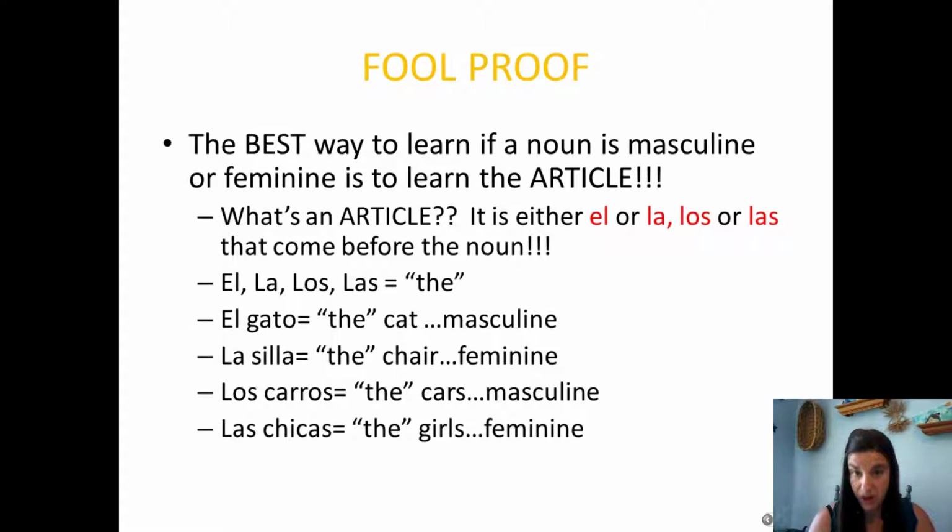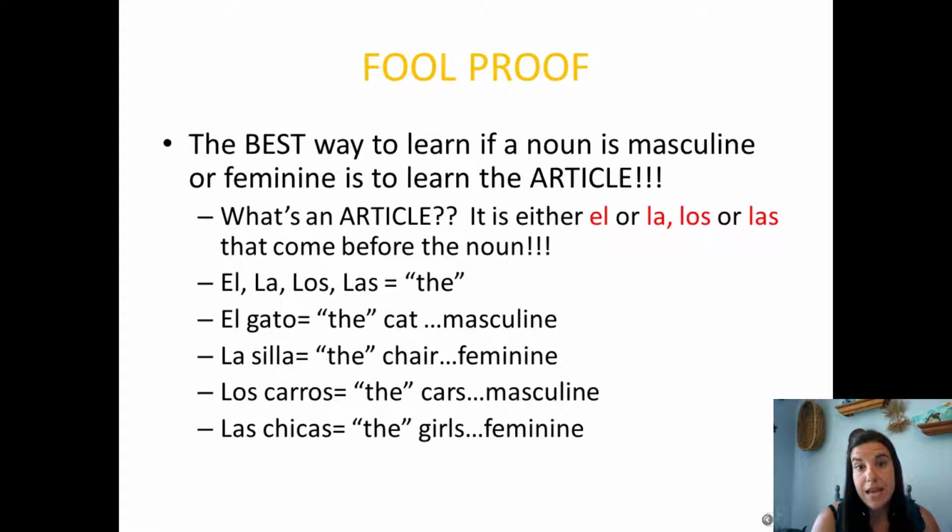So if you pay attention to the articles, remember the articles are el, la, los, and las, and all four of those mean the, then you'll be able to know, no exceptions, nothing funky to remember. You'll be able to tell if the noun is masculine or feminine. So, el is the masculine article. So if there is an el before the noun, like el gato that I just mentioned, the cat is masculine. La is the feminine article. La silla, the chair, feminine.